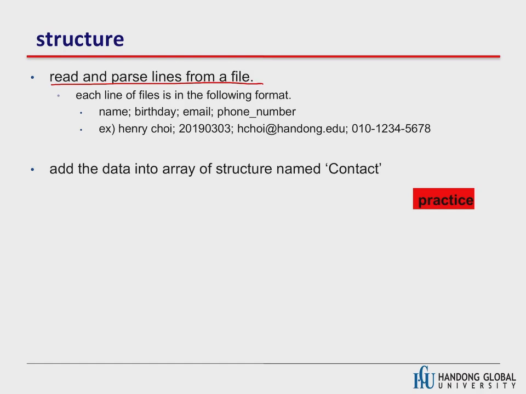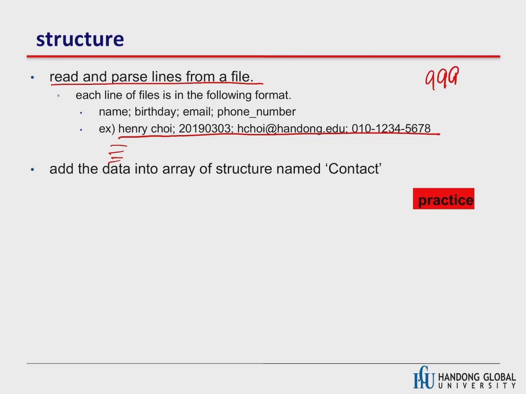Read and parse lines from a file first. So in the file we have all the information in this format: name, semicolon, birthday, semicolon, email, semicolon, phone number, something like this. And we have lots of lines. Okay. And to simplify the problem, we can assume that in this contact we can have only 999 persons.